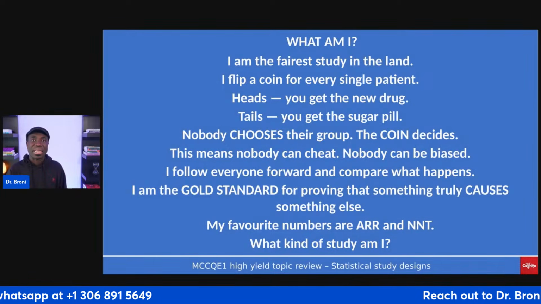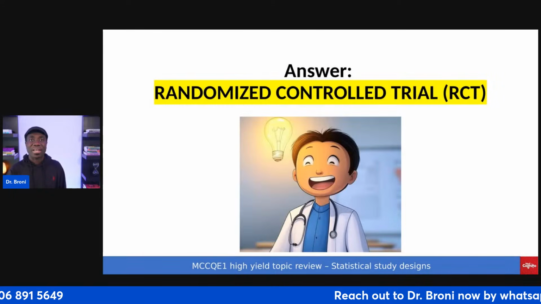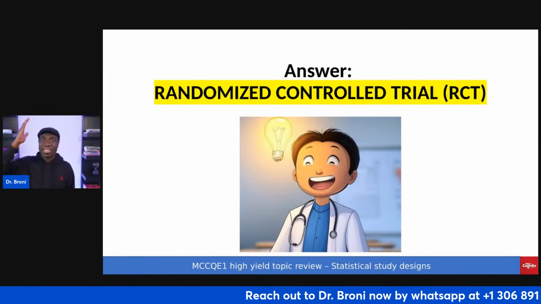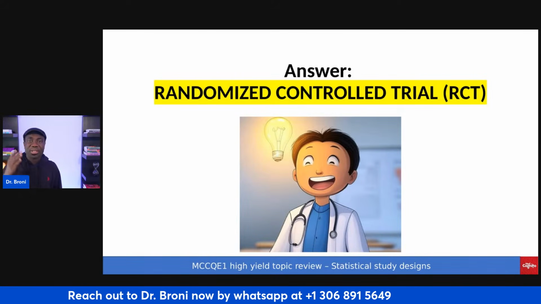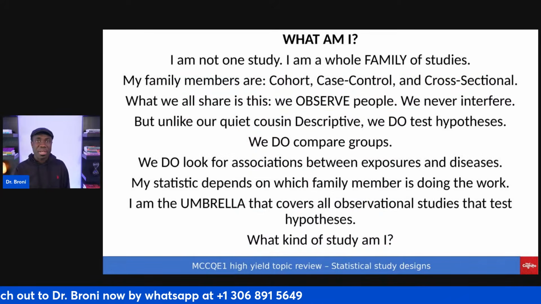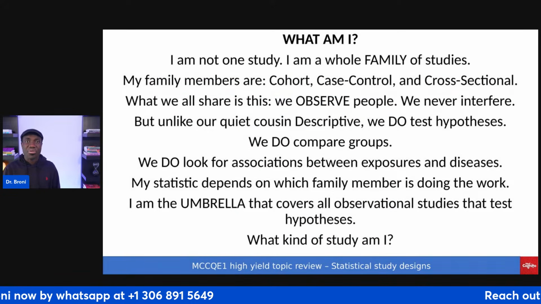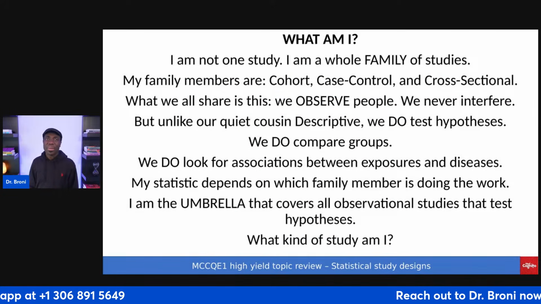So, what kind of study am I? And the correct answer is randomized control trial, RCT, randomized controlled trial. Next riddle.